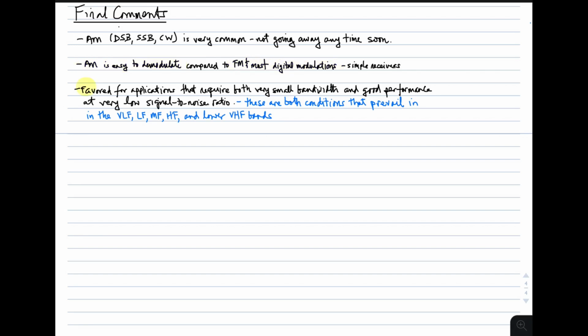So overall, AM is favored for applications that require very small bandwidth, that is bandwidth on the order of the message signal, and good performance at very low signal-to-noise ratio. So these are both conditions that prevail in the lower frequency bands, VLF, LF, MF, HF, and the lower VHF bands. So we still see AM as a quite prevalent modulation at these lower frequencies where bandwidth must be very, very small, and good performance is required at low signal-to-noise ratio. So these are the reasons why AM is still around. That concludes this lecture.